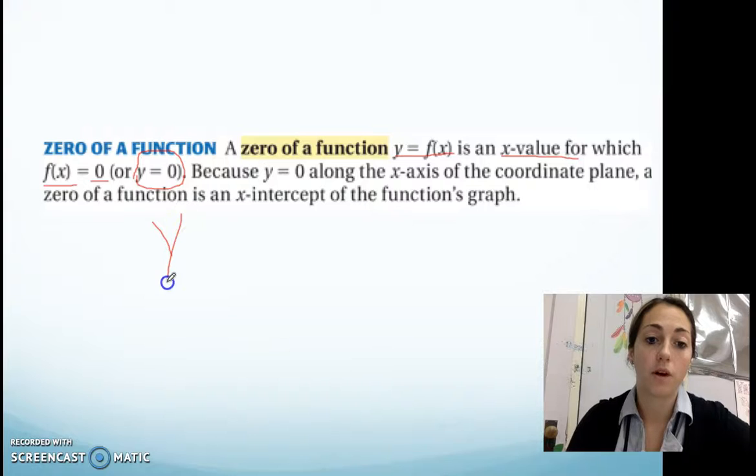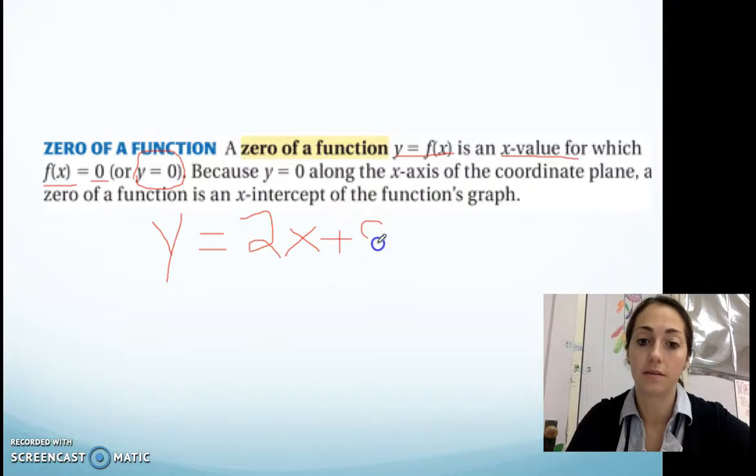So if you have y equals 2x plus 8, the zero of the function, I would plug in 0 for y and solve for x.